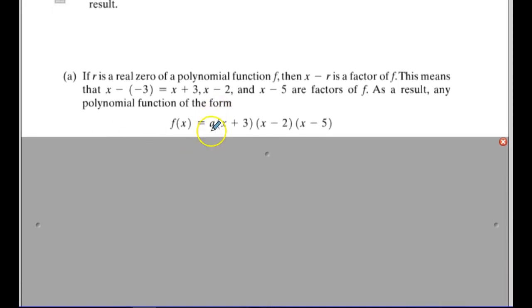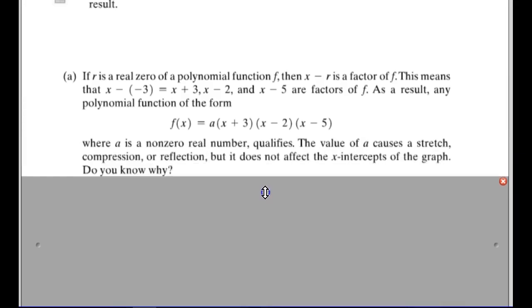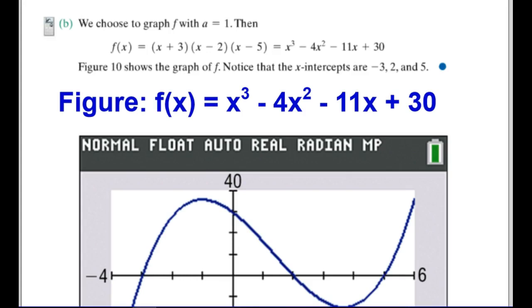Here I don't really know what a is, but a could be many different things. So a just tells me the stretch or shrink, right? So how steep it's going to be or how flat it's going to be. It doesn't actually change any of the zeros. So I can kind of pick any a value for that one. So we're going to just decide that a can be 1, right? We're going to be as simple as we can.